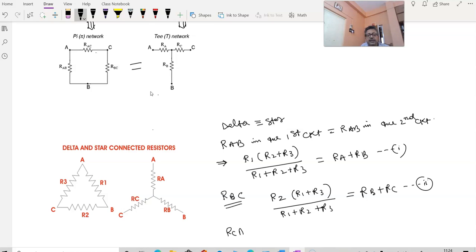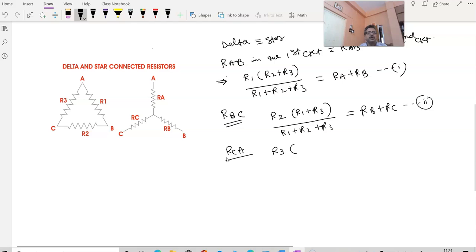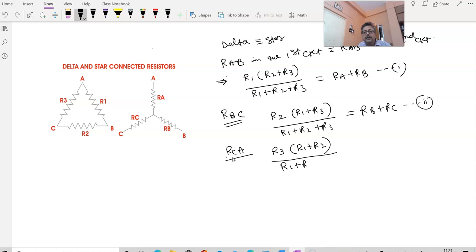Similarly, if we consider RC2A, what is the resistance? Let us find the resistance between C2A. That C2A resistance is R3 into R1 plus R2 divided by R1 plus R2 plus R3, which is equal to RC plus RA. Alright.